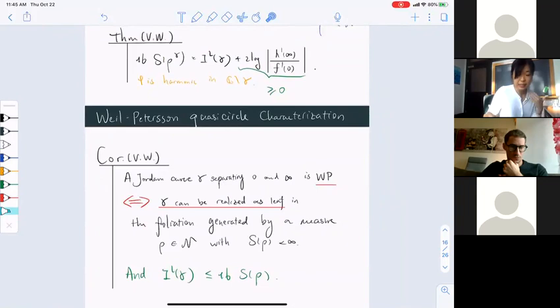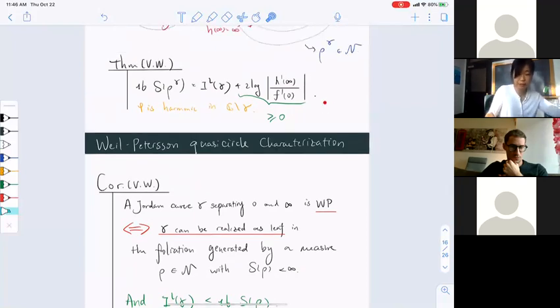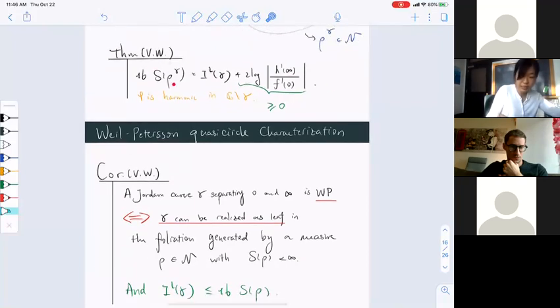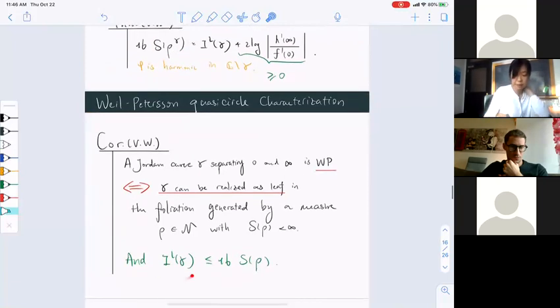Also, we get a characterization of a Weil-Petersson quasi-circle. That is, a Jordan curve separating zero and infinity is a Weil-Petersson quasi-circle if and only if gamma can be realized as a leaf in the foliation generated by a finite energy measure. At the very beginning, we said if this energy is finite, all the leaves are Weil-Petersson. And this result says that if you have a Weil-Petersson curve, you can find such a measure of which gamma is a leaf. And we have the bound.